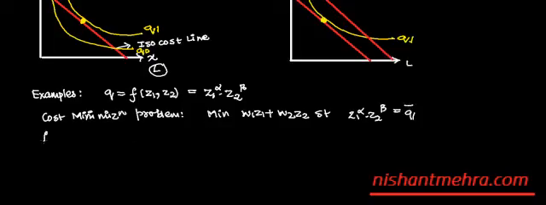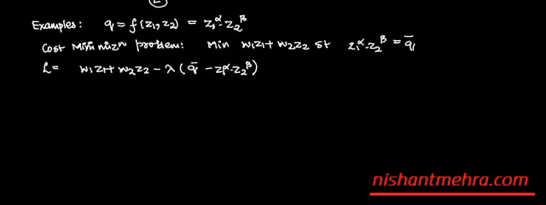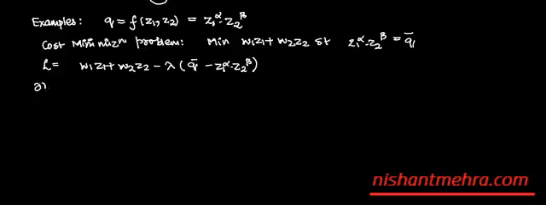So you guys can set up a Lagrangian and you can write it like this: W1 Z1 plus W2 Z2 minus lambda (Q bar minus Z1 to the power alpha Z2 to the power beta). So you guys can find del L by del Z1, which is W1 minus lambda. Okay, I've written it.